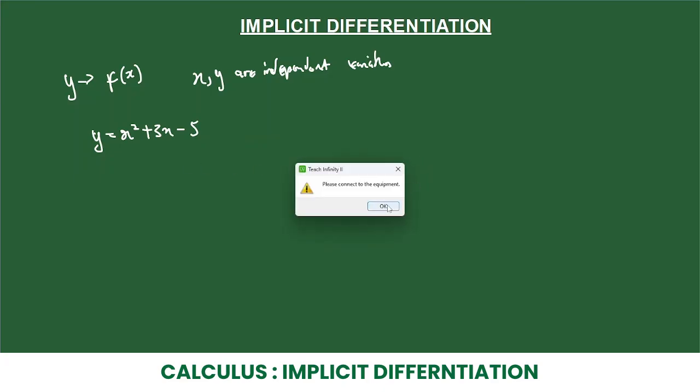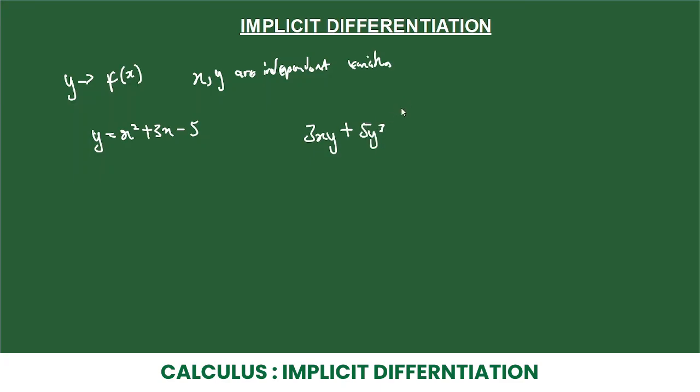Let's look at this function, for instance, where it may not be possible to state y in terms of x or state x in terms of y. This function is known as an implicit function, right? Let's look at this function, 3xy plus 5y cubed is equal to 4. You see, for this function, it is not possible for us to state x in terms of y or state y in terms of x. So this function is an implicit function.